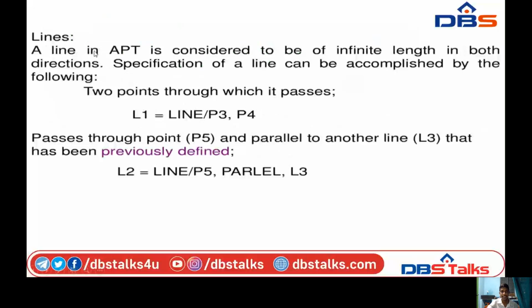Next, lines. A line in APT is considered to be of infinite length in both directions. Two points through which it passes: line L1 passes through P3 and P4. Then a line passes through point P5 and parallel to another line, L3. Single line L1 passes through P3, P4, and then a line passes through the point P5 and parallel to another line L3. Here line 1 and line 3 have been previously defined as L1, L2, L3.